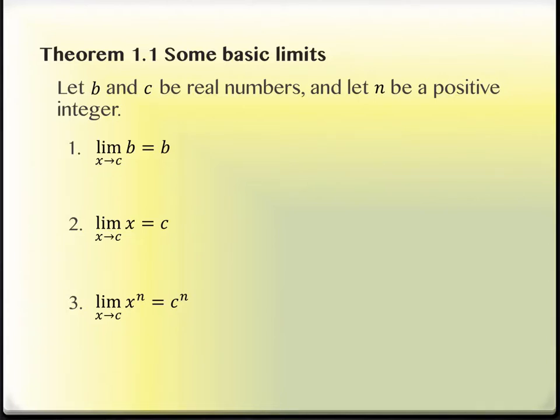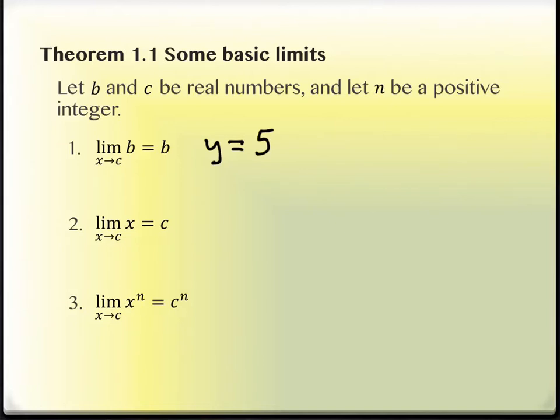Now, the first two are the easiest ones to justify either with a graph or with a numerical table. I'm going to choose to use a graph because I think that visually it's very nice. On the first one, if you have the equation y equals, and I'm going to use the number 5 just so that I have a number, it doesn't have to be 5, but y equals 5. What does that look like? It's a horizontal line at 5.